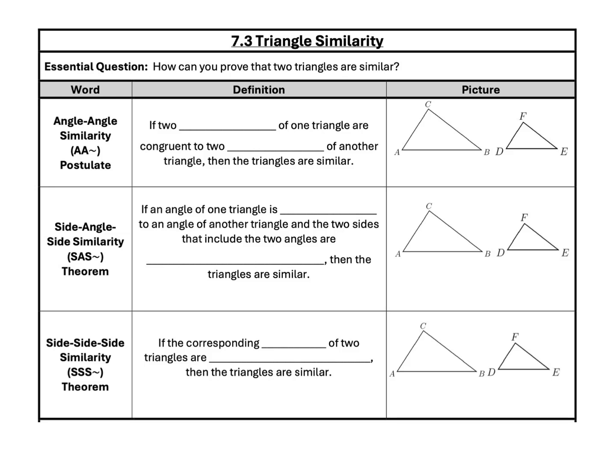This video goes over the first part of lesson 7.3, and lesson 7.3 is all about proving that triangles are similar. Our essential question is, how can you prove that two triangles are similar? There's three different ways that we can prove triangles are similar.